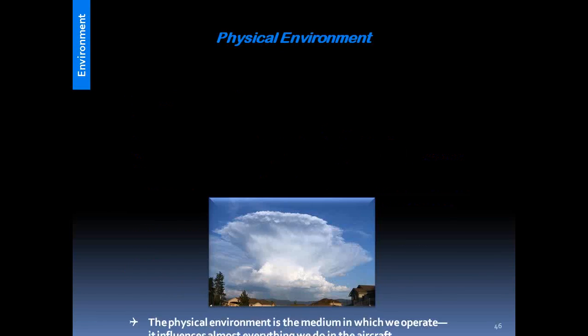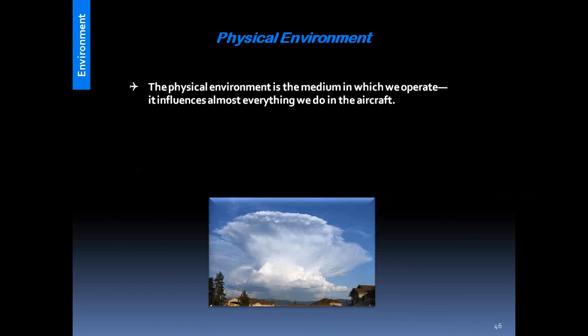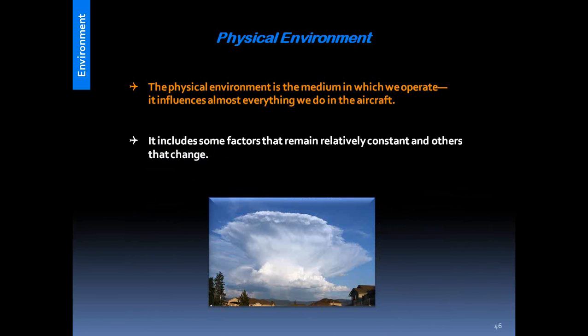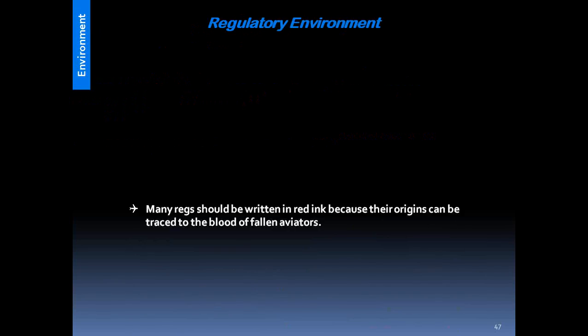Well, let's talk about the physical environment for a minute. The physical environment is the medium in which we operate. It influences almost everything we do in an airplane. It includes some factors that remain relatively constant and others that change. So the weather's changing all the time. An environmental factor would be the runway, where we fly on and off all the time. That doesn't change much, except maybe with contamination, but the runway is the same most of the time. So they change, or they're relatively constant.